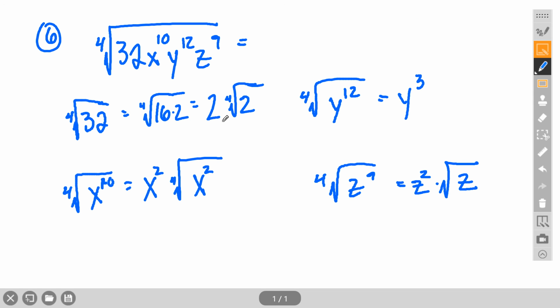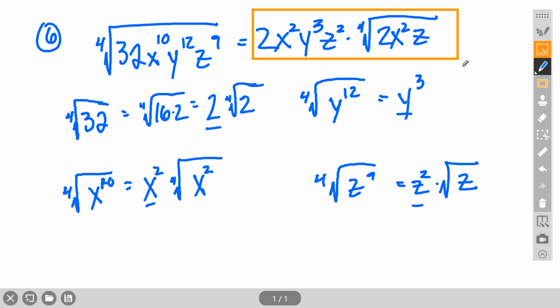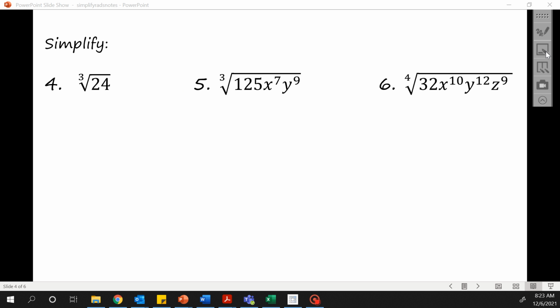So for our final answer, what were we able to take out? We were able to take out a 2, an x squared, a y cubed, and a z squared. What were we not able to take out? What is left under the radical symbol? A 2, a factor of x squared, and a factor of z. So this is the simplified version of number 6. The fourth root of 32x to the 10th y to the 12th z to the 9th is 2x squared y cubed z squared times the fourth root of 2x squared z.